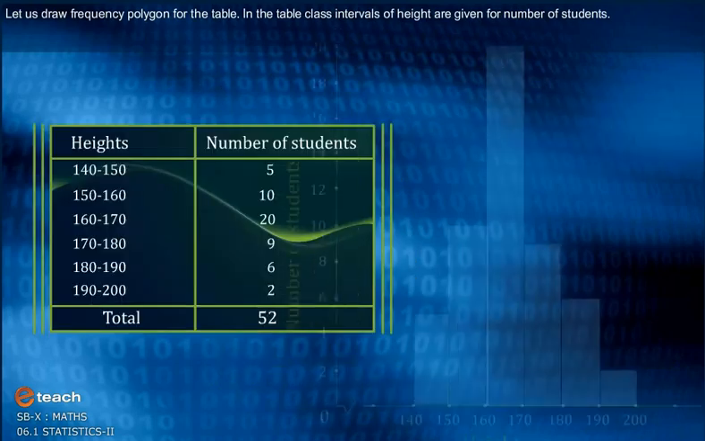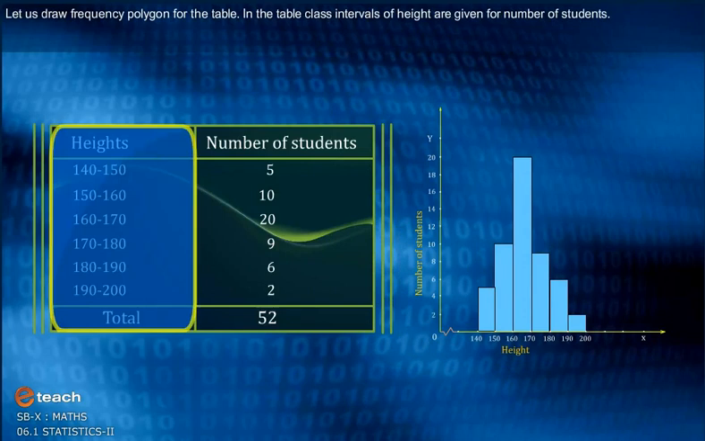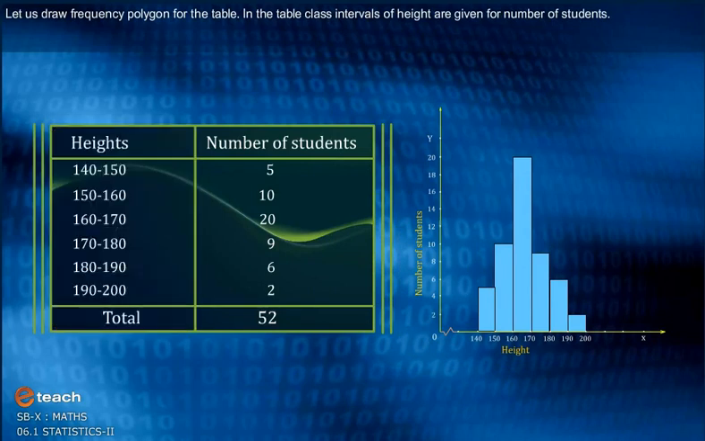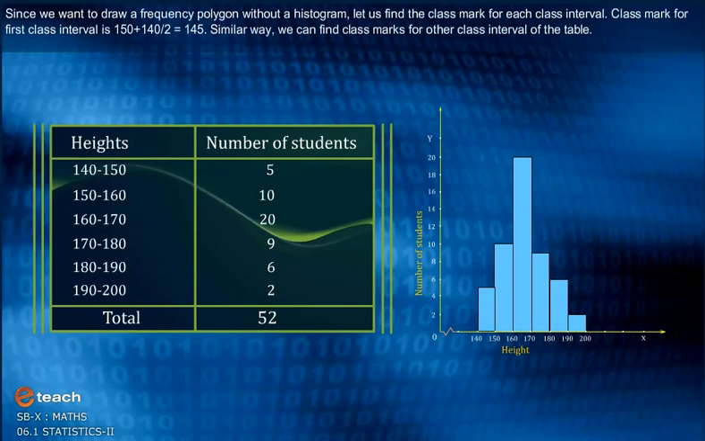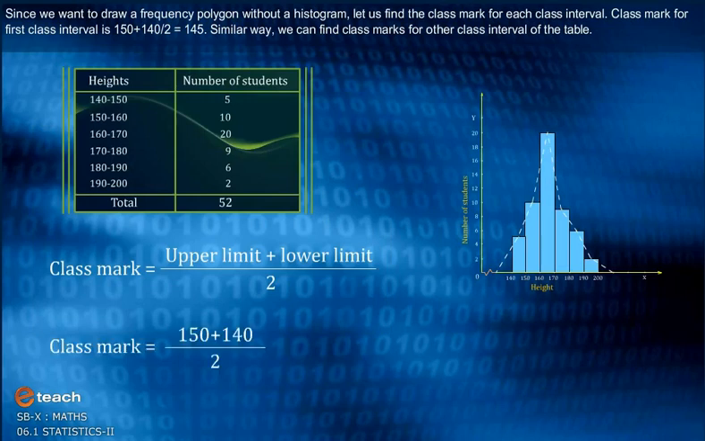Let us draw a frequency polygon for the table. In the table, class intervals of height are given for the number of students. Since we want to draw a frequency polygon without a histogram, let us find the class mark for each class interval. Class mark for the first class interval is (150 plus 140) by 2, that is 145. In a similar way, we can find class marks for the other class intervals in the table.